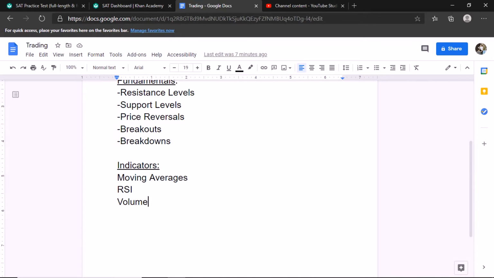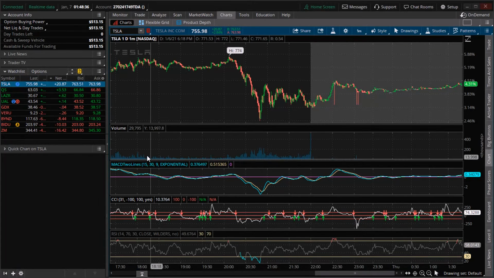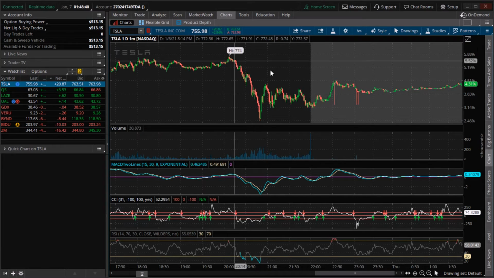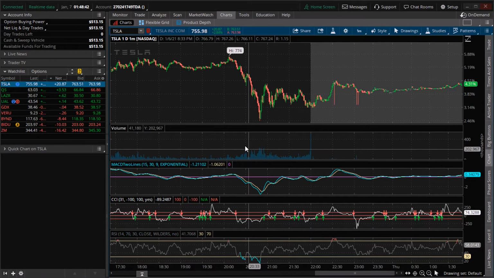And then we have some indicators: moving averages, RSI, volume. I have those at the bottom of the screen right here. This is just normal volume. You can see buys and sells, how many people are buying and selling the stock, like 1.3 million on the day or whatever.